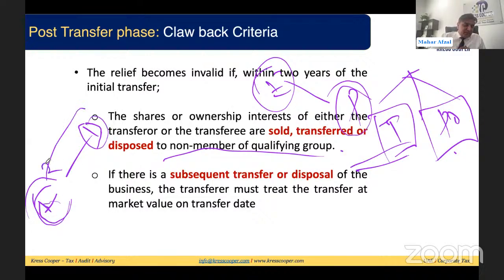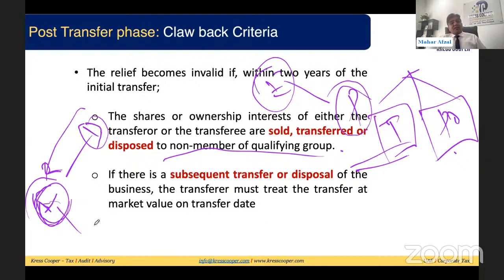They have received the equitable interest, not all the equitable interest, only the equitable interest that has been received by the transferor. That equitable interest cannot be further transferred to anyone outside the qualifying group. So this is the condition. If this is transferred, then it will be assumed that the transferor is liable to pay tax on the market value, and the business will not be able to enjoy the business restructuring relief.